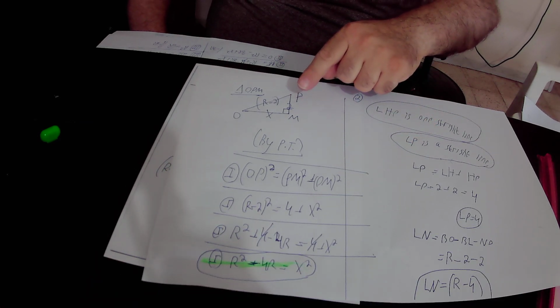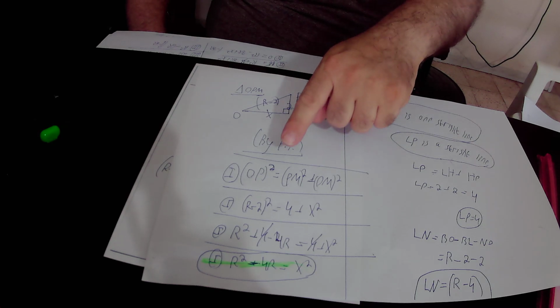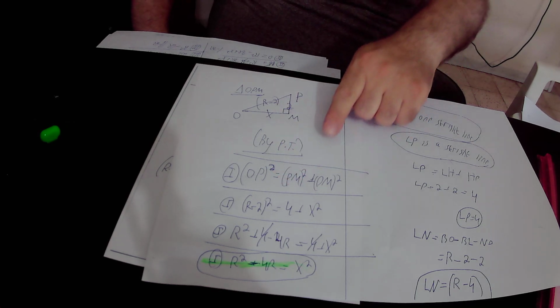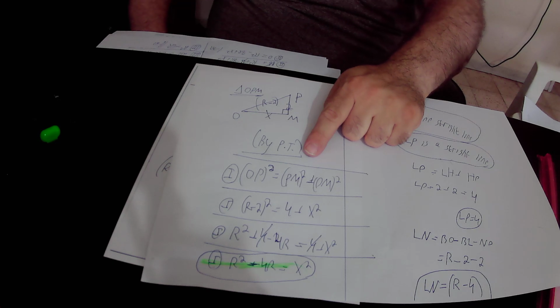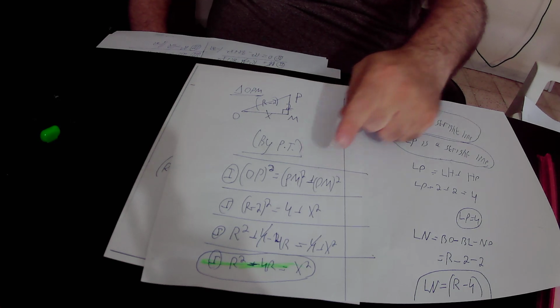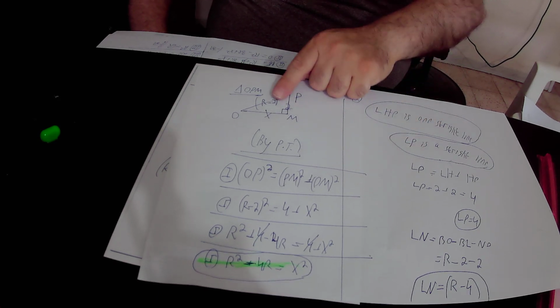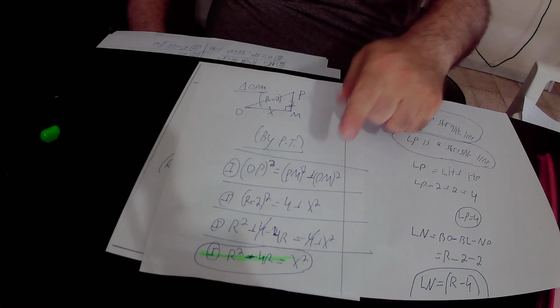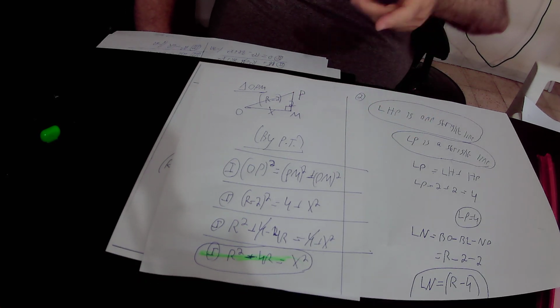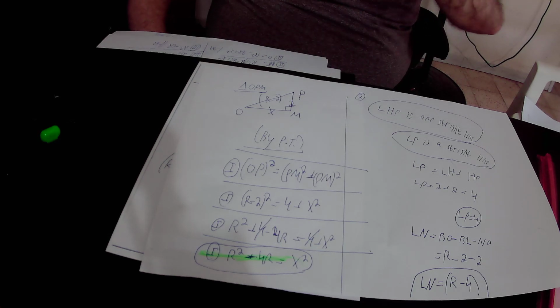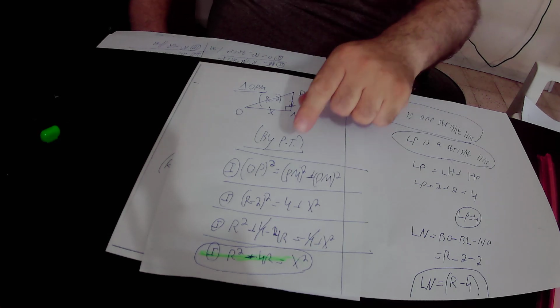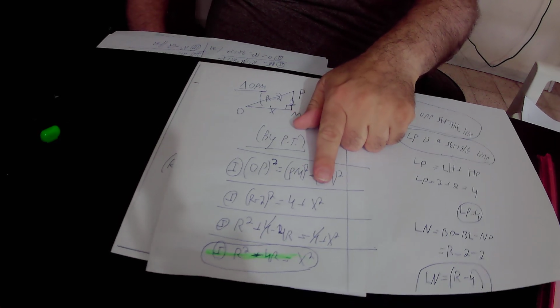OP equals capital R minus 2, so OP square is capital R minus 2 square, and it is equal to PM square. PM is 2, so PM square is 2 square, that is 4, plus OM square. OM is X, so OM square is X square. So in conclusion, according to equation number 1 and the Pythagoras theorem, R minus 2 square equals 4 plus X square.